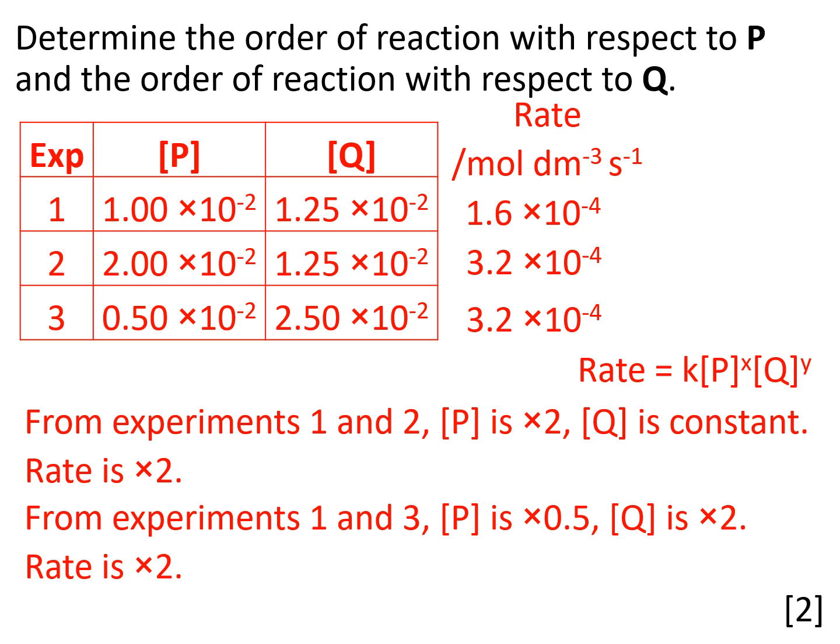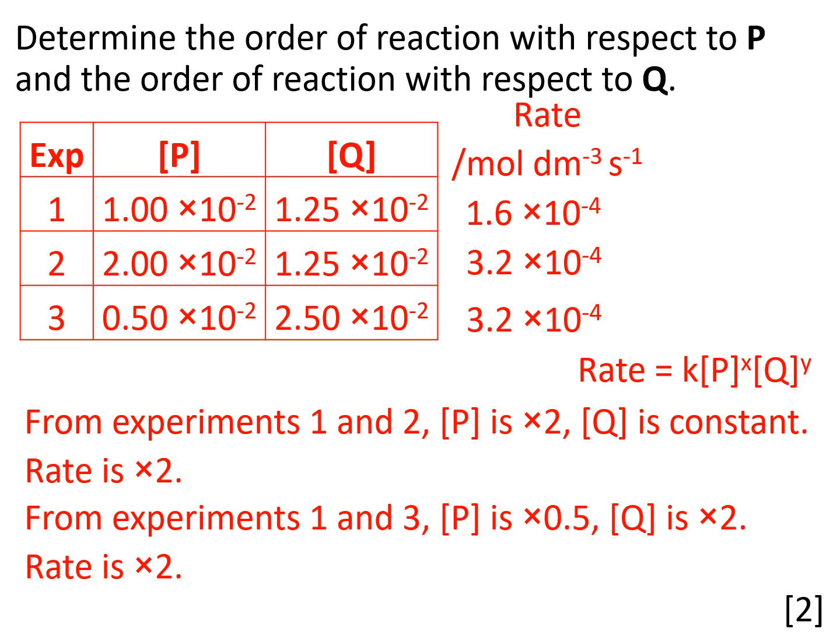A little bit trickier to find the order of reaction with respect to Q. I took a look at experiments 1 and 3. So the concentration of P is halved, or times 0.5, and the concentration of Q is doubled and the rate is doubled. So if P stayed the same and Q was doubled, if rate was doubled, you'd expect it. If rate was doubled, that would be zero order.